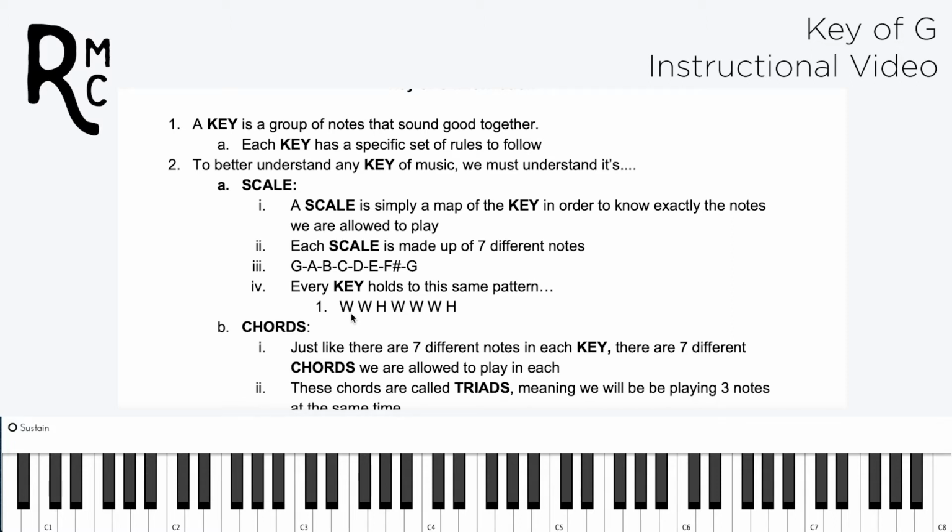Good. And so now we have a whole step, which is represented by these W's here. And a whole step is simply two half steps put together. So if we're starting on G, we can count our two half steps up: one half step, two half steps. So G to A is a whole step. Good. And so we can count two half steps equal a whole step.